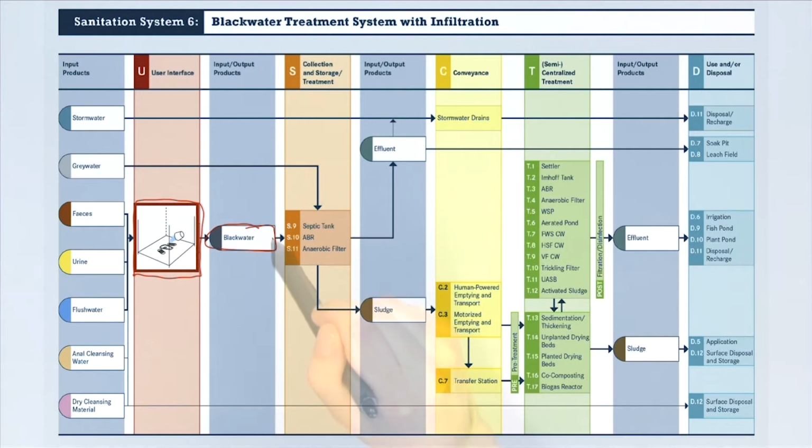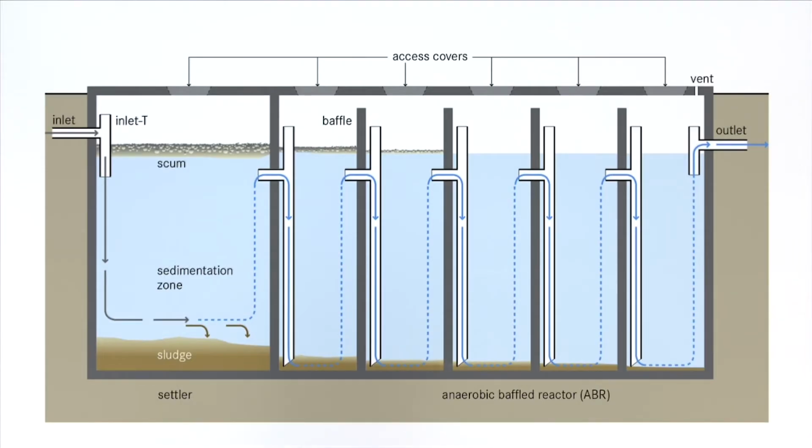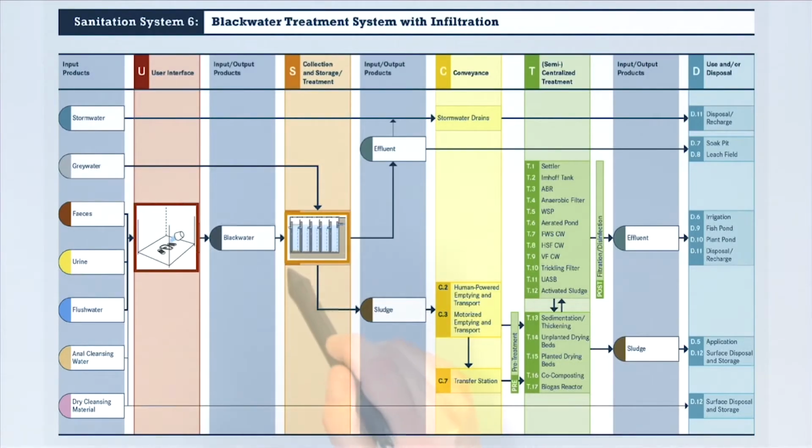So here, it flows into the collection and storage functional group, and again we see we have three choices: a septic tank, an ABR, or an anaerobic filter. Let's say that we're designing for a small group of houses and there's a little bit of space, so we want to install something that's a little bit robust that can handle the variation of the black water inflow, and we decide on an anaerobic baffled reactor. Here it is. We've selected it for this technology interface.